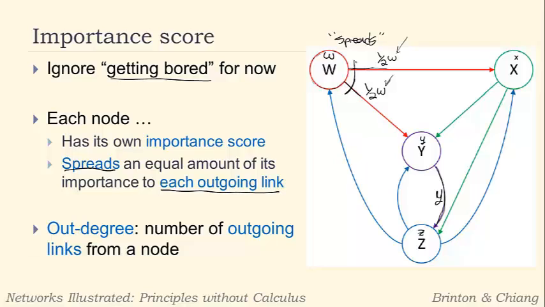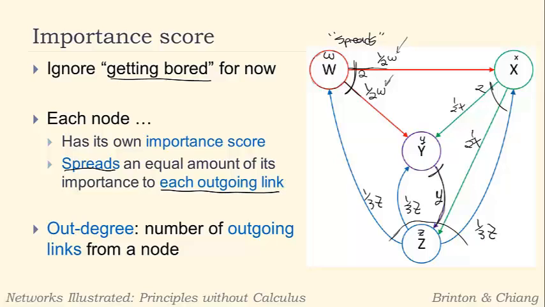The out degree of W is 2, so each of these gets 1/2. The out degree of Y is 1, so this one gets 1. The out degree of X is 2, so each of these would get 1/2 X. We can write those equations. And the out degree of Z is 3, because Z gets divided 3 times, so each of these is 1/3. We have 1/3 Z here, 1/3 Z here, and 1/3 Z here.